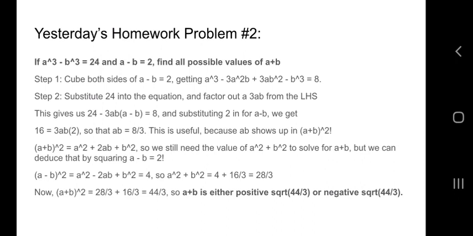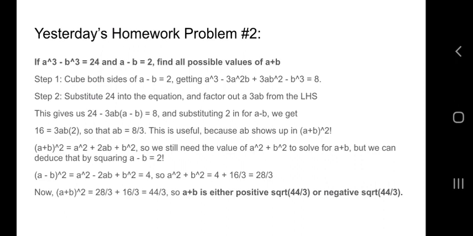And now ab and a plus b, those terms show up in the expansion of a plus b squared, right? So if we square a plus b, we get an equation that says that a plus b quantity squared equals a squared plus 2ab plus b squared. Now we know what ab is, so we would need to find a squared plus b squared, and then we would know what a plus b is. So it'd be nice to know what a squared plus b squared is, but luckily there is a way.